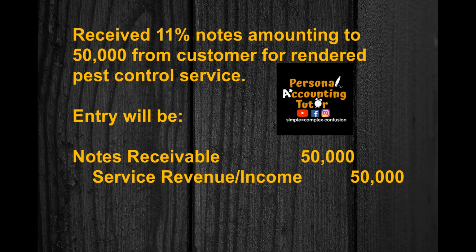So to emphasize, if we are the one earning without receiving payment from customer, we use the receivable account. AR if it's for goods or services that we are mainly providing, and NR also for goods and services, only that there's a promissory note involved.